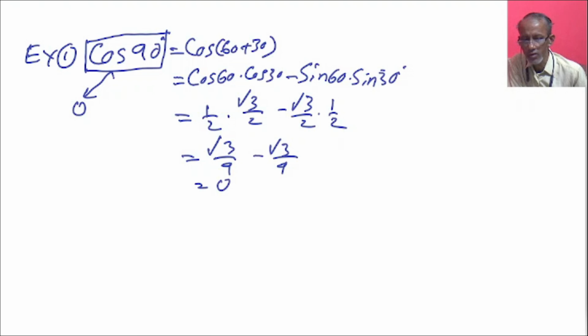So the value that we have obtained by calculation is 0, and earlier we had already written down 0. So this value and this are the same. So this formula has been proved to be correct.